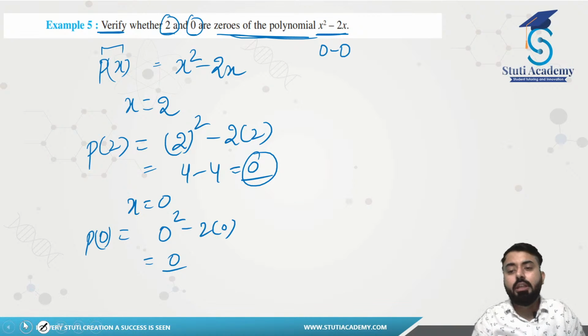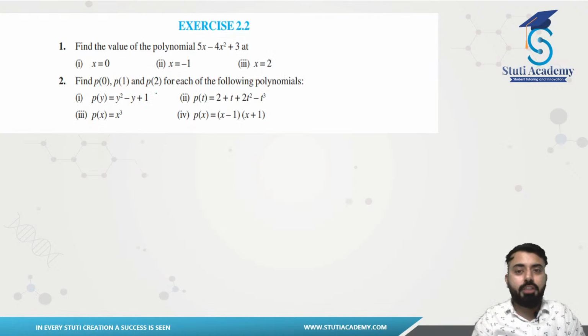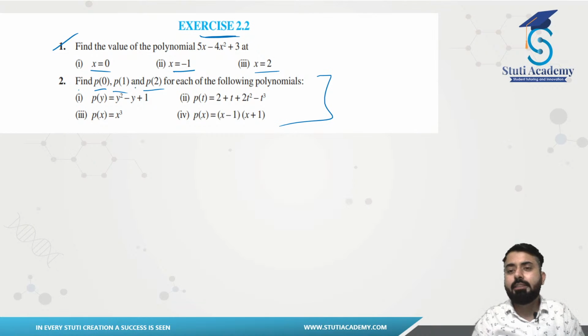Easy, right? Now let's move forward. These are exercise questions for you. We have this one. Find the value of the polynomial at x equals to 0, x equals to negative 1 and x equals to 2. Quite easy, you just have to replace the values here. So you should be doing this easily on your own, right? Now for this one you have: find p of 0, p of 1 and p of 2 in each of the following polynomials. So you have these polynomials, you have to find just these values.